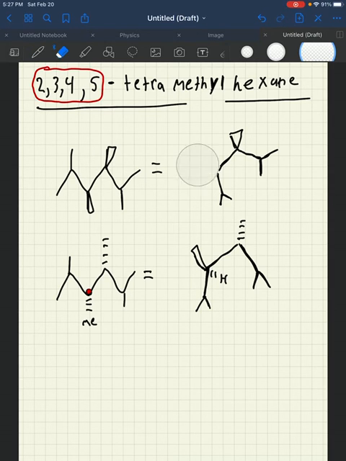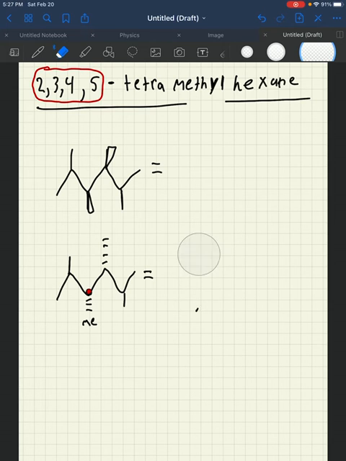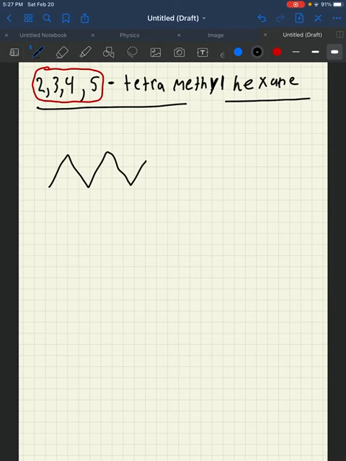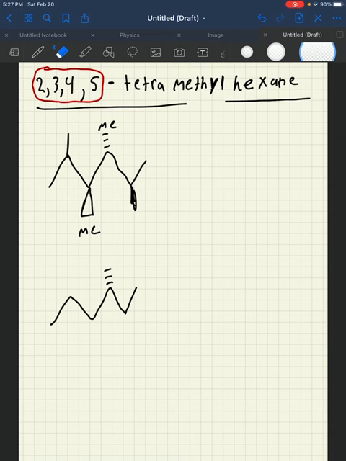Now then these ones right here, these are going to be your meso compounds actually. Let me draw these out for you. So I have boom, boom, boom, boom, boom, boom, boom. Did not mean to draw it like that.